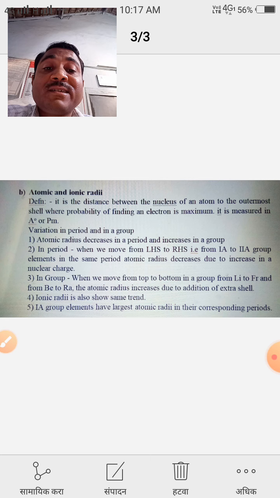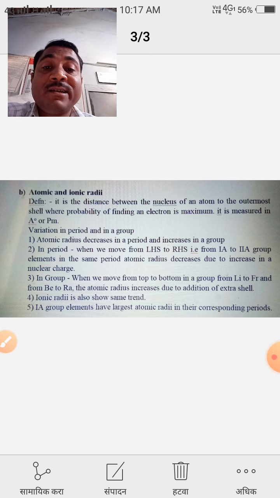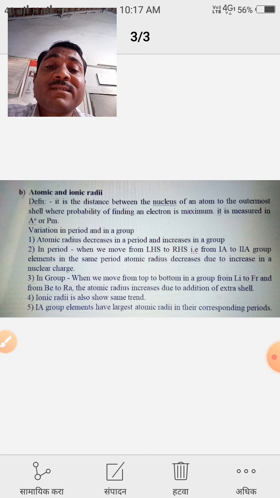So the addition of an extra shell takes place there. That means the distance between the nucleus and outermost shell also increases when we move from top to bottom in a group. So the atomic as well as the ionic radii increase when we move from top to bottom in a group. Now the ionic radii also show the same trend. That means like the atomic radii, ionic radii also show the same trend. First A group elements have the largest atomic radii in their corresponding periods.